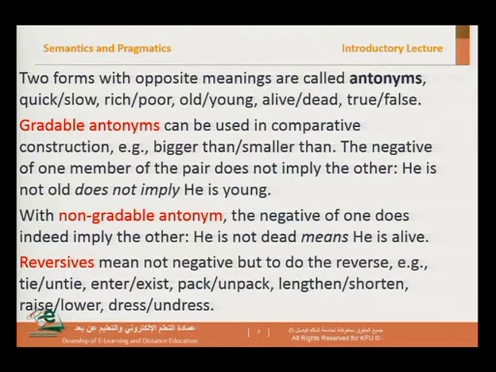Some antonyms, we call them gradable antonyms. If they're gradable, they can be used in comparative constructions. So I compare with them. We said big and small are antonyms, right? So I can say, my car is bigger than Ali's car. Okay?